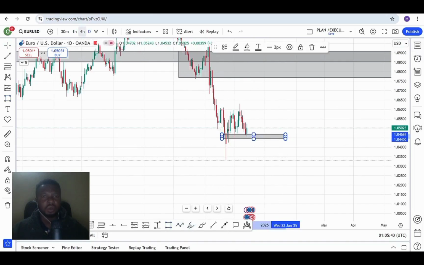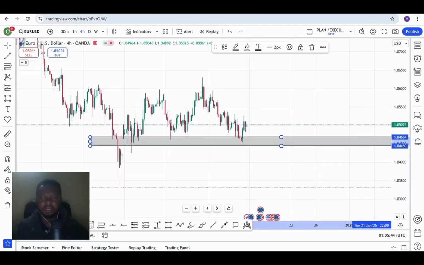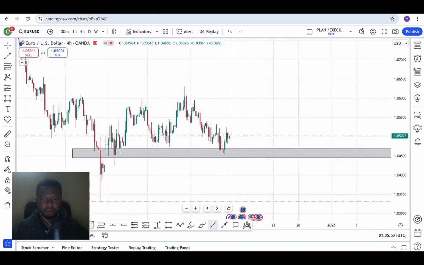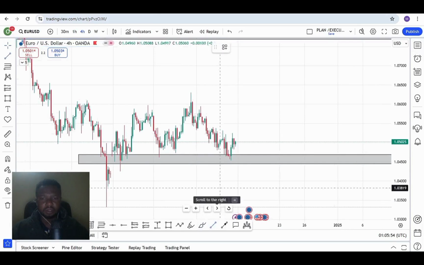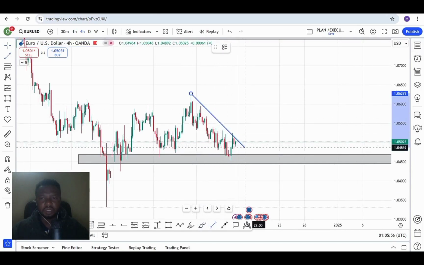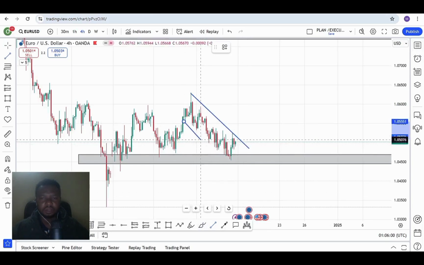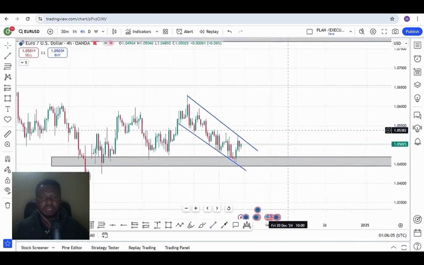Okay, so when we go into the 4-hour time frame to get more data, as you can see, price is currently at this support level, and we have this trend line. So we have this trend line liquidity. Okay, price is currently selling. We have this trend line liquidity here.